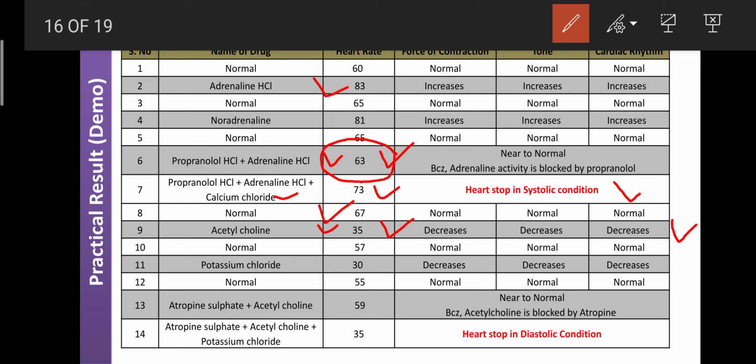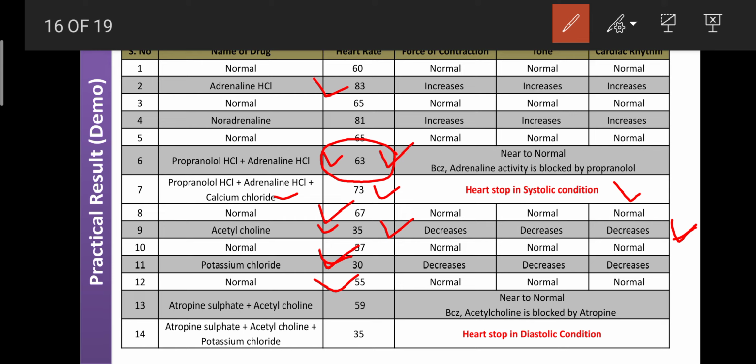Then wash, then once again record normal responses. The heart rate is 57, regarded as normal. Then administer the potassium chloride. Then the heart rate is 30. Then the responses decrease. Then wash, then record normal. Then the heart rate is 55.